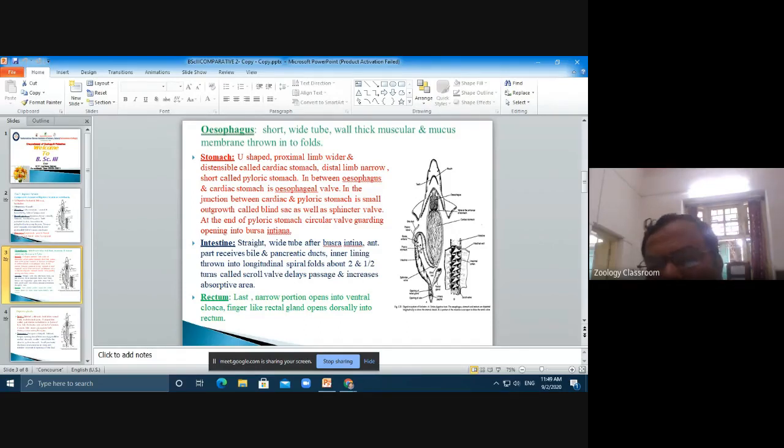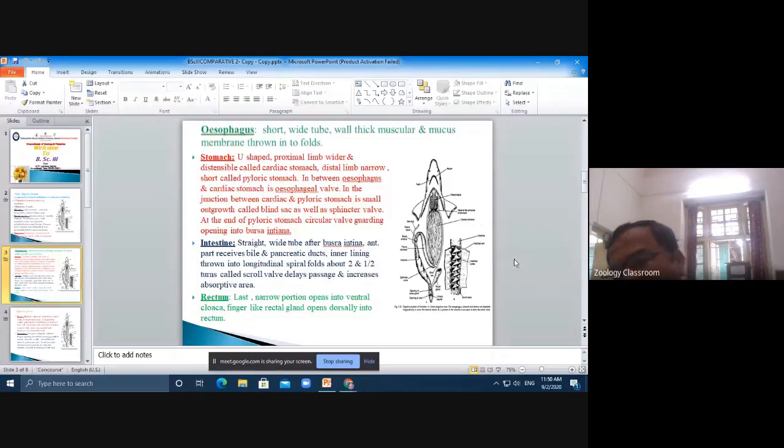The anterior region of the intestine receives the bile and the pancreatic ducts. The inner lining of this intestine shows longitudinal spiral folds. If you see the figure here, a longitudinal section is taken, and after removing the outer layer, the inside mucosa shows a spirally coiled, spring-like structure. It is called the spiral valve.